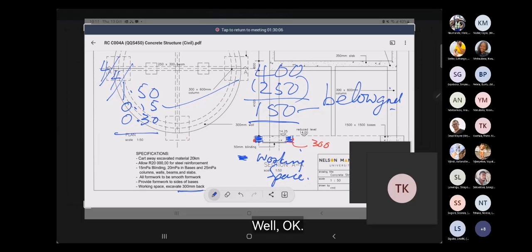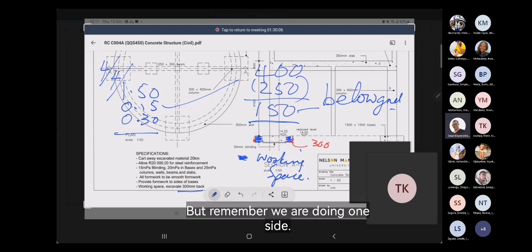All okay? Remember, we are doing one side at a time.